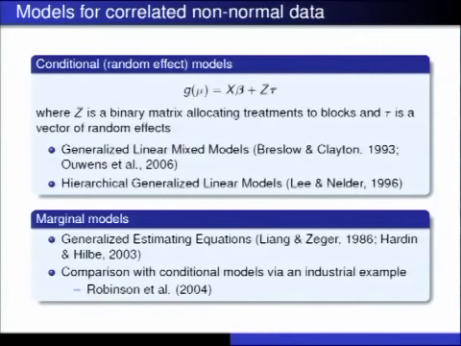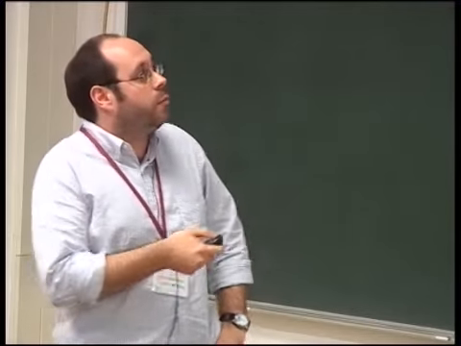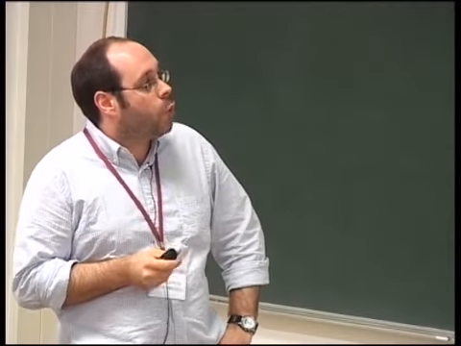You either use a conditional model where you introduce some random effects into your linear predictor, and this Z matrix is kind of zeros and ones allocating treatments to blocks. Here you might be using a generalized linear mixed model, and there's been a little bit of work on design for those by Owens and co-authors, or you might use an HGLM.